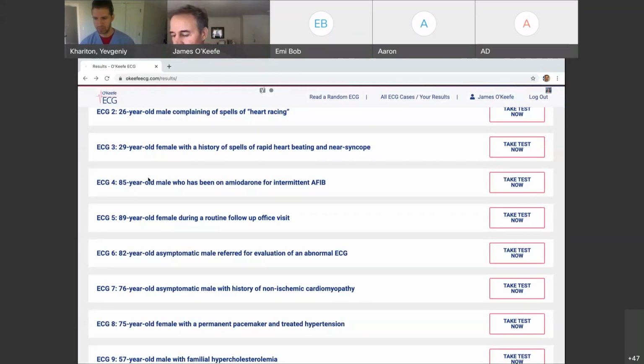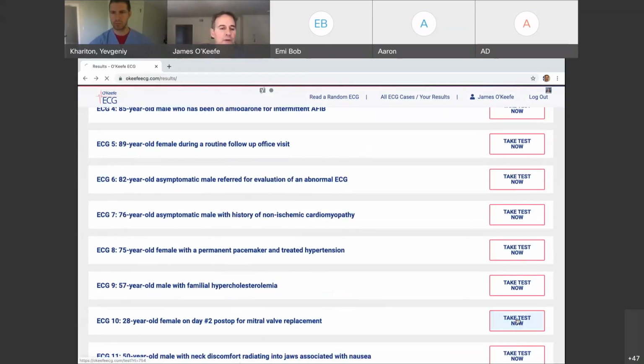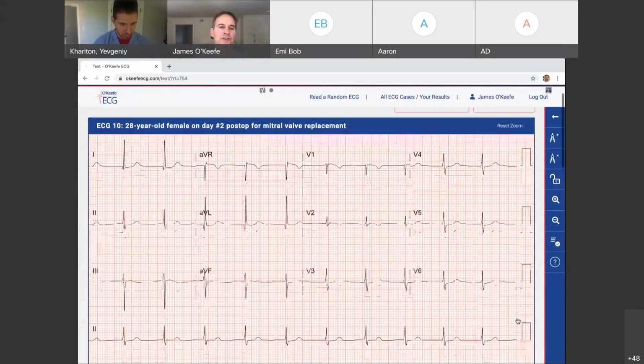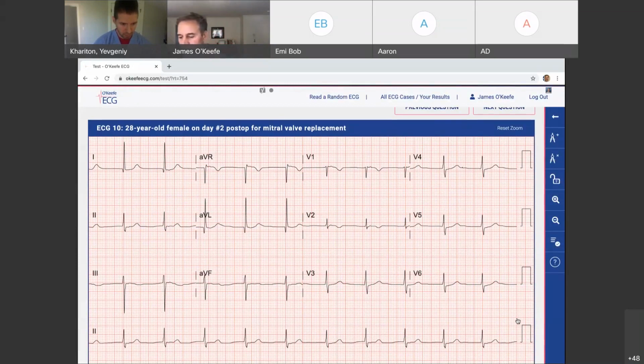All right. So this is a 28-year-old female who had severe mitral regurgitation from mitral valve prolapse. She's just two days post-op for mitral valve replacement. And we do the ECG, and this is what we see. Anybody want to take a shot at it?